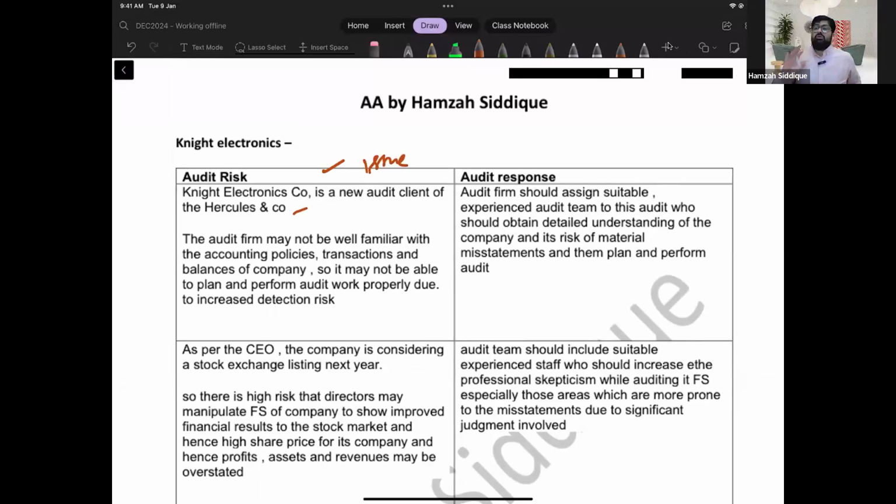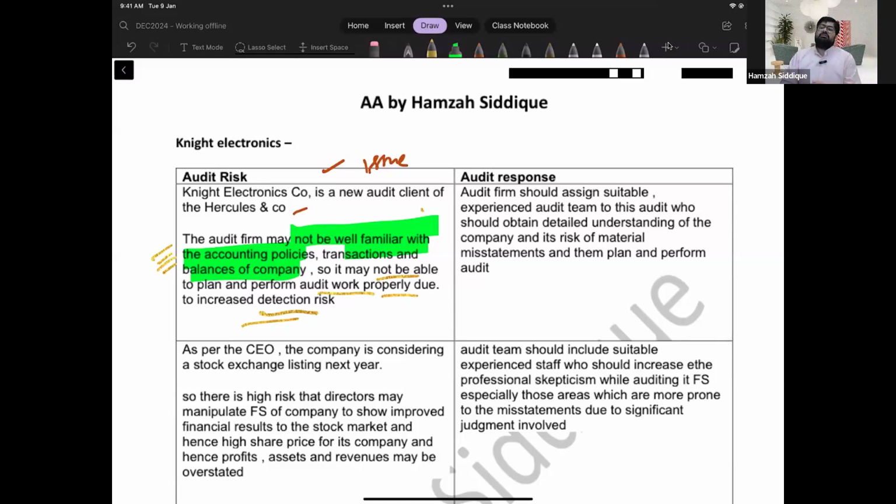Now, the audit firm may not be well familiar with the accounting policies, transactions, and balances, the financial affairs of the company. You see, "may not". This is how the risk is arising, and now the impact on audit: it may not be able to plan and perform audit work, due to increased detection risk.